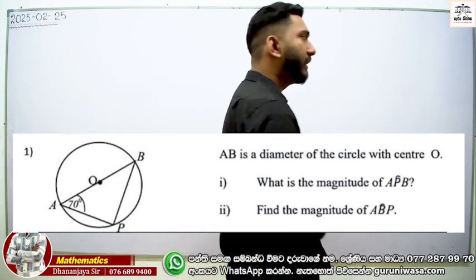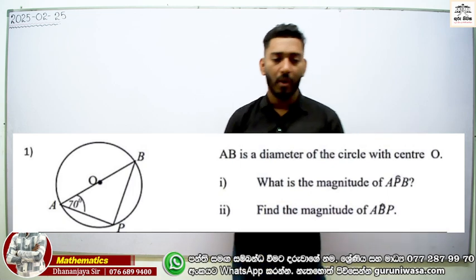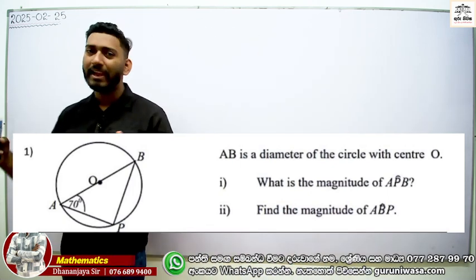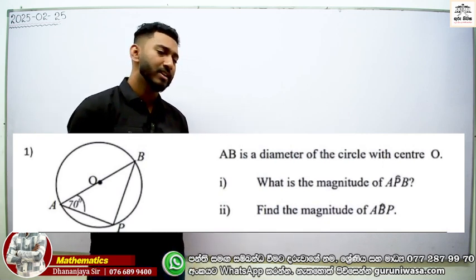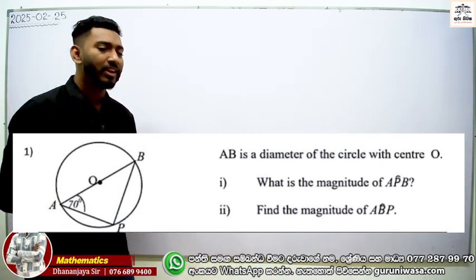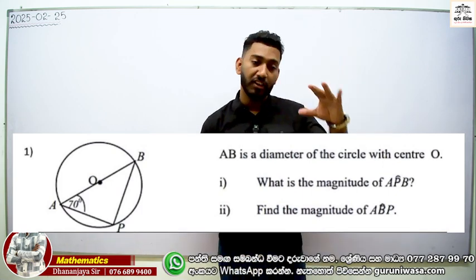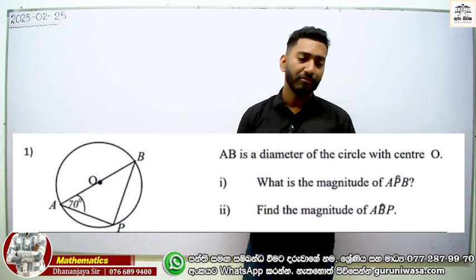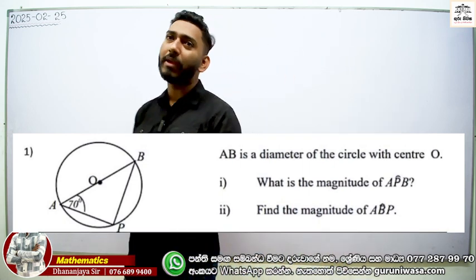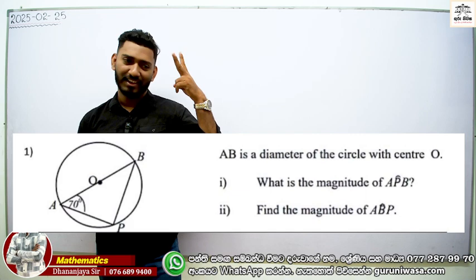AB is a diameter of the circle with center O. Question number 1: what is the magnitude of angle APB? And find the magnitude of angle ABP. There are two questions, right?